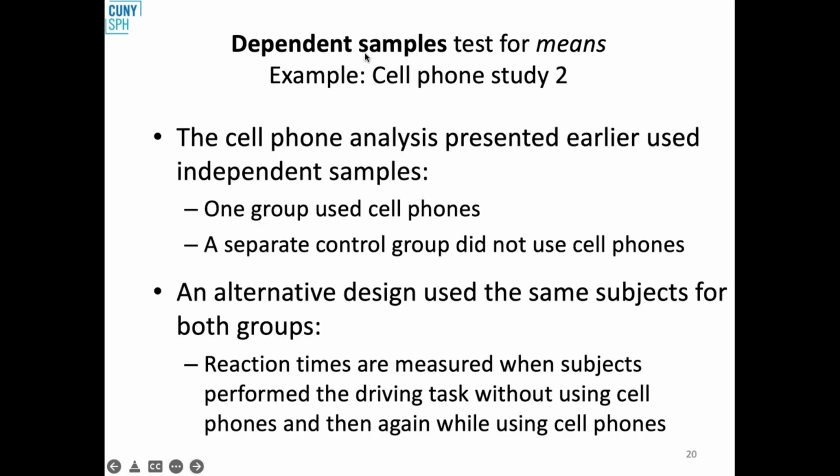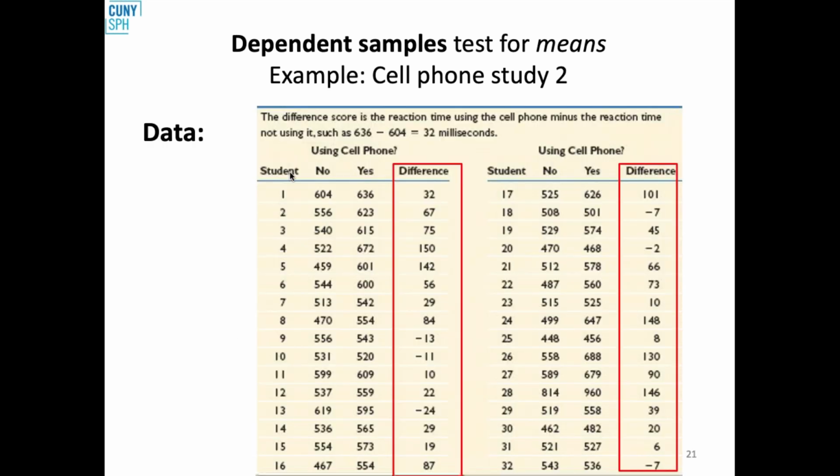Okay, cell phone, independent. One group uses a cell phone, a separate group doesn't. Alternative design: use the same subject for both. Bingo, there's our paired sample t-test, as we were describing. Reaction times are measured when the subjects perform the driving test without cell phones, and then again while using cell phones. Okay, so let's take a look at it here.